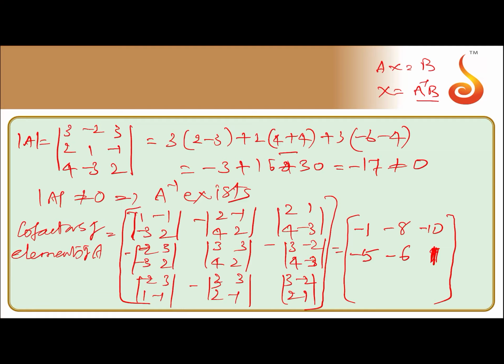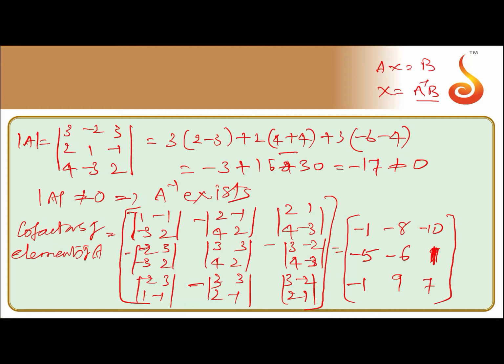Next, I think 2 minus 3 minus 1. Minus 3 minus 6, minus 9, minus of minus, plus 9. And 3 plus 4, 7. This is the matrix of cofactors of the elements of the matrix A.